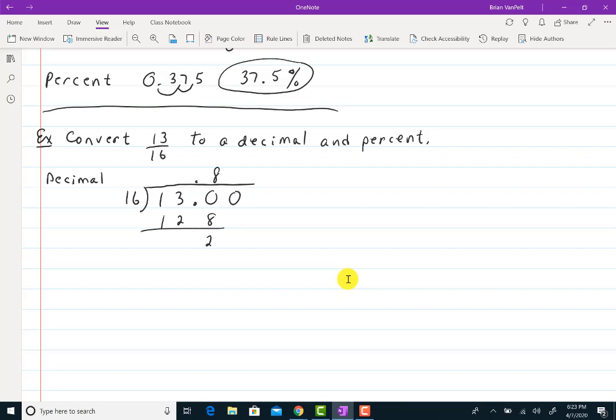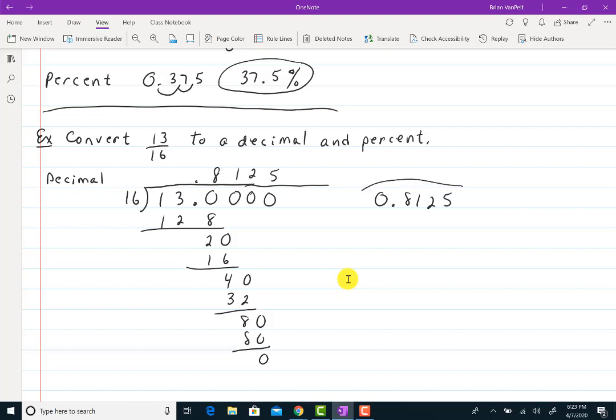Now I'm permitted to bring down a 0. 16 goes into 20 one time. Add a 0, bring down a 0. 16, and increase this division bar as long as you need it. 16 goes into 40 twice. Add a 0, drop a 0. 16 goes into 80 exactly 5 times. And so there we have as the decimal 0.8125.